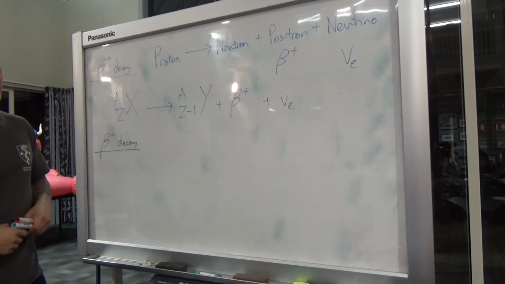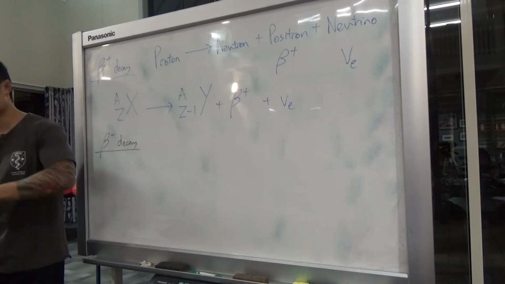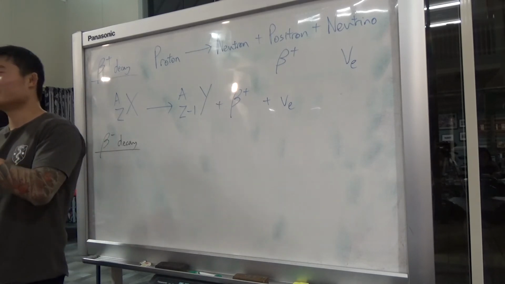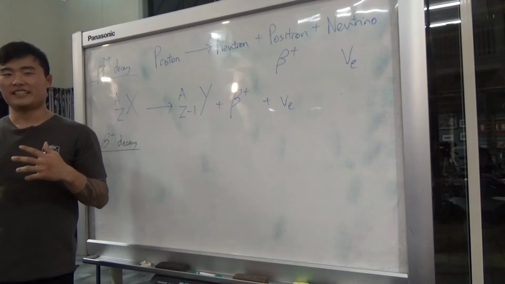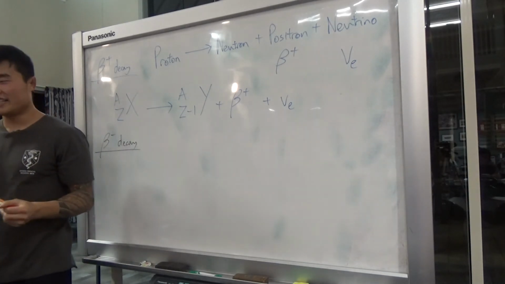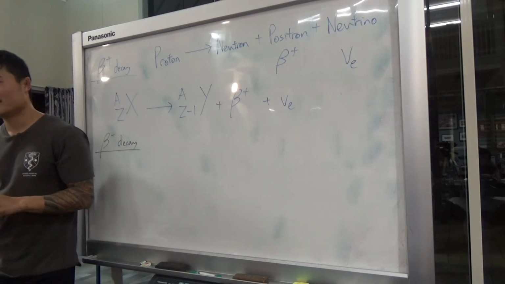If I asked you what the opposite of an electron was, I think most of you would probably say a proton, but it's actually a positron. Okay, so the opposite of an electron is a positron.